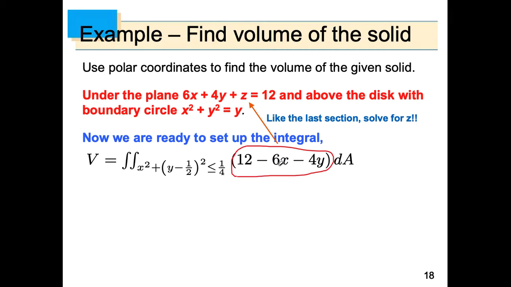How did I get this 12 minus 6x minus 4y? Well, just like in section 15.2, you simply take whatever is hovering above the region, in this case above the disk, and solve for z. So if I solve for z here by simply subtracting 6x and 4y, that becomes my integrand. So this is 12 minus 6x minus 4y. Again, I just simply solved for z up here. And by plugging this into my double integral, I essentially go from it being an area to a volume now.